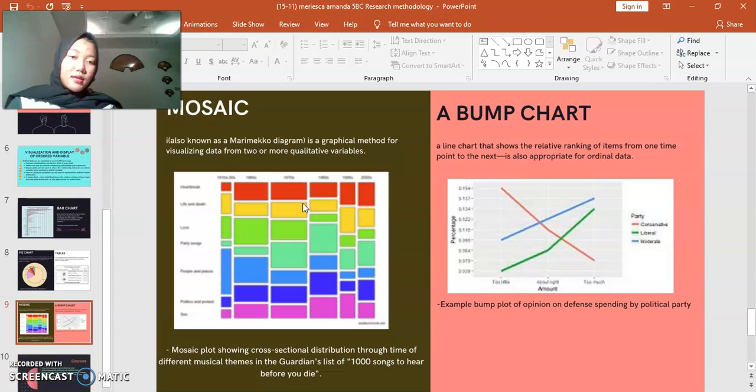And then the next slide is mosaic and a bar chart. Mosaic is also known as a Marimekko diagram. It is a graphical method for visualizing data from two or more qualitative variables. This mosaic plot shows the cross-sectional distribution through time of different music themes in the Guardian list of 1,000 songs to hear before you die.